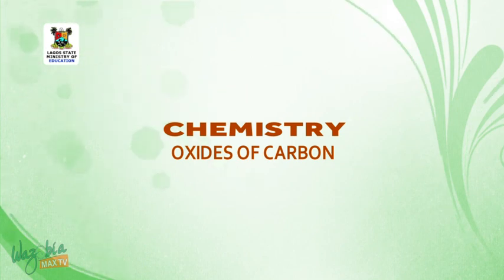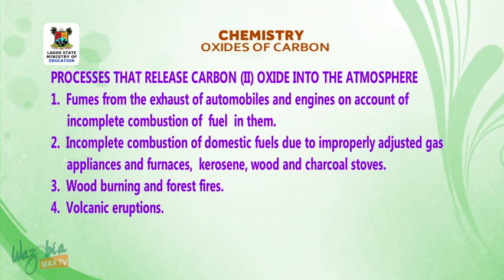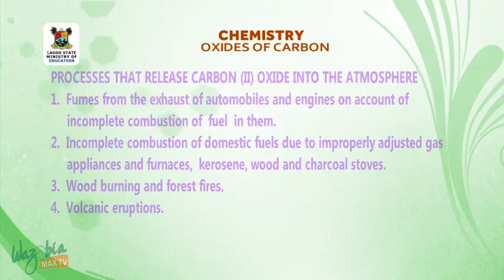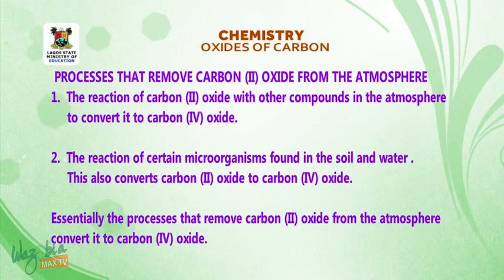We are starting this segment with processes that release carbon monoxide into the atmosphere. Number one, fumes from the exhaust of automobiles and engines on account of incomplete combustion of fuel used in them. Number two, incomplete combustion of domestic fuels due to improperly adjusted gas appliances and furnaces, kerosene, wood, and charcoal stoves. Number three, wood burning and forest fires. Number four, volcanic eruptions.